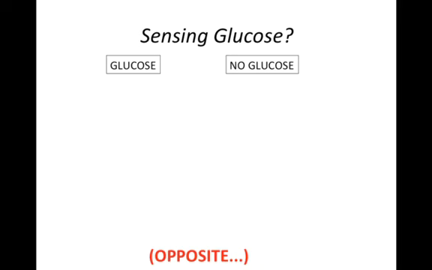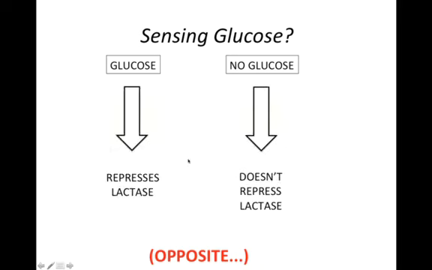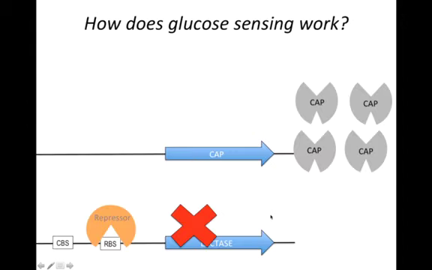So for glucose, the overall output is the opposite, right? In this case, if there is glucose, then the cell does not need lactase, so it wants to repress lactase. And if there is no glucose, then optimally, the cell will not repress lactase. Turn lactase on and digest the lactose if it's present. Okay, so let's talk about how this works. So similarly to the system with the RBS, in this case we have a different protein which is called CAP. And CAP is going to bind to a CAP binding site, CBS.